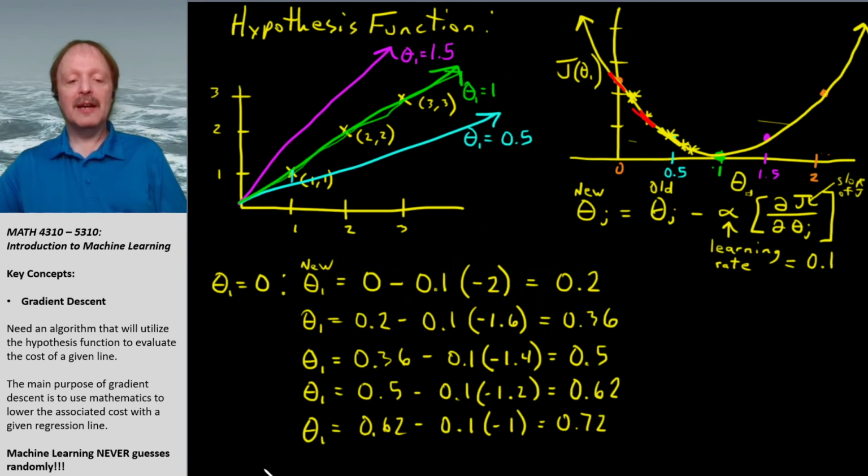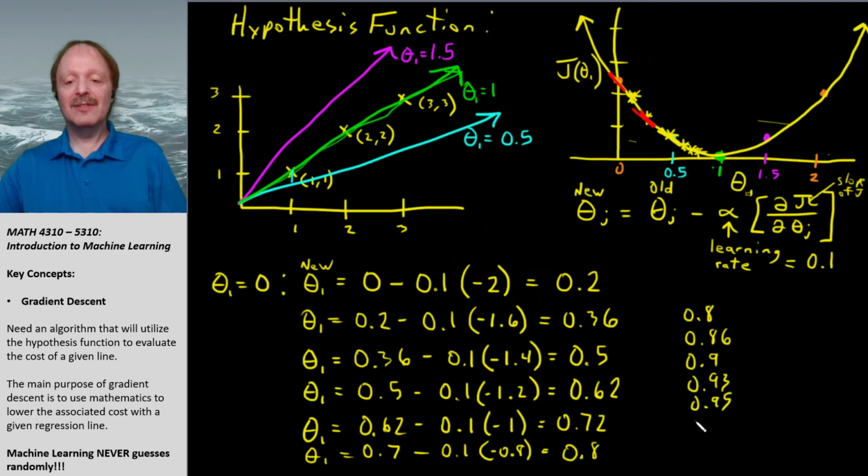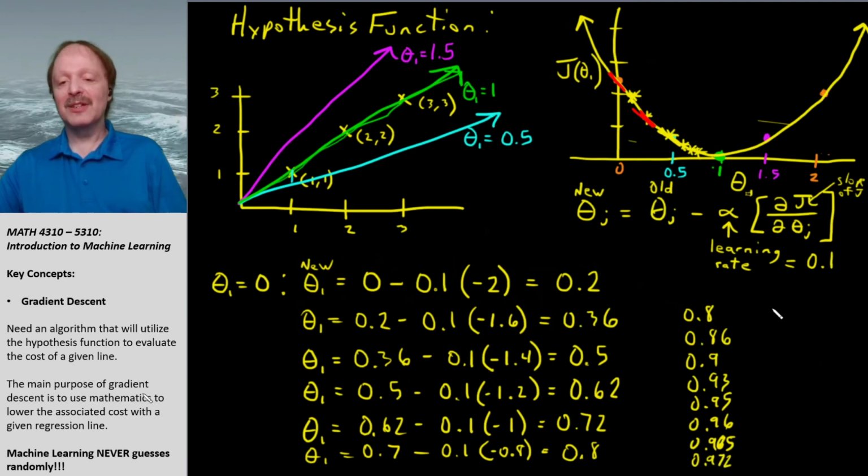Okay? And I can keep going. But what's going to happen? Well, this next one, 0.7 minus 0.1 times, the slope is going to be even shallower. Maybe that's negative 0.8, I don't know. And so I'm only going to go up to 0.8. So I'll be right there. And then the next one, I'm going to have a shallower slope. And so it's going to get a smaller value added to my guess, which will be this value. So maybe it goes 0.8 to 0.86 to 0.9 to 0.93 to 0.95 to 0.96 to 0.965 to 0.972. I mean, you can see what's happening though.